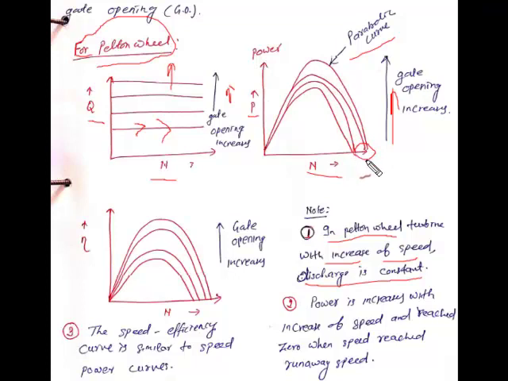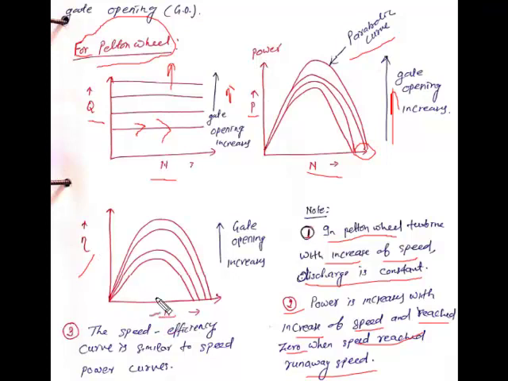When the turbine speed is equal to the runaway speed, that is the speed of the water exiting the turbine, at that point power is 0. So the second point noted is that power increases with increase of speed and reaches 0 when the speed reaches runaway speed. Now the third curve is plotted between efficiency and speed.